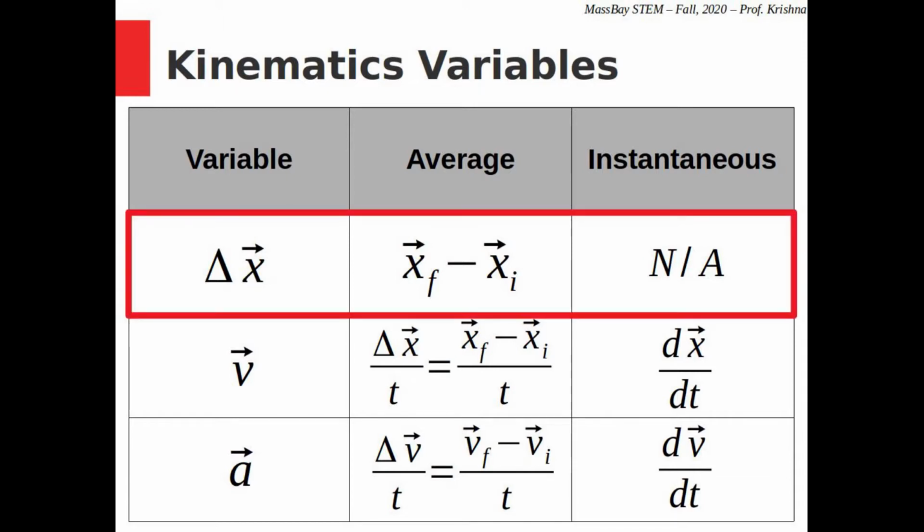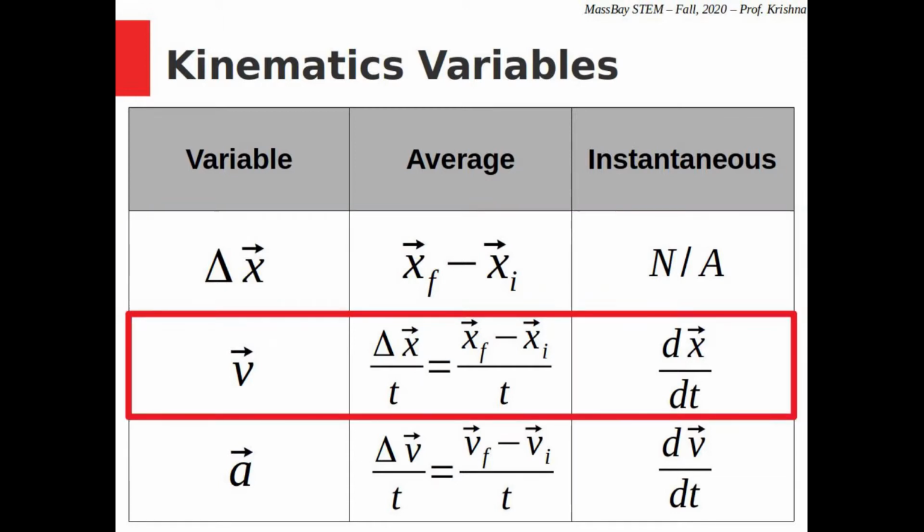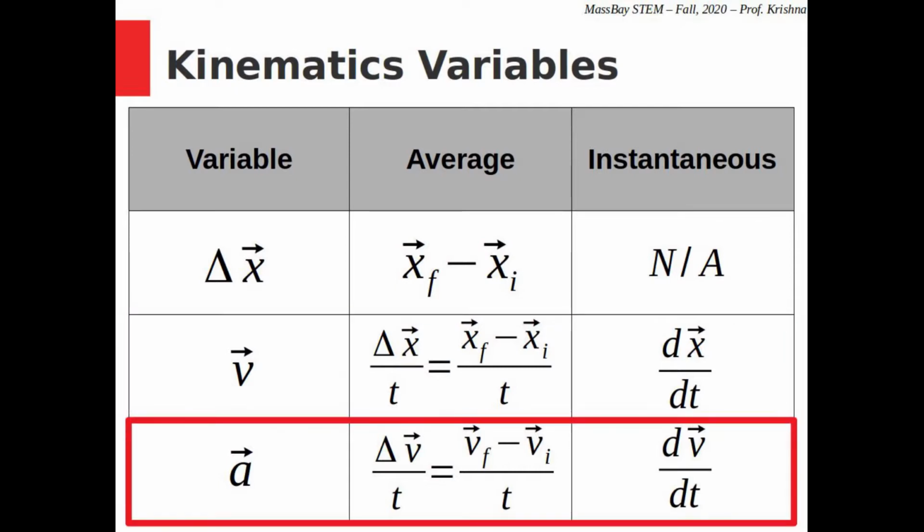Displacement, that's delta x. That's the vector change in position. Velocity, that's v, the vector rate of change of position over time. And acceleration, that's a, the vector rate of change of velocity over time.